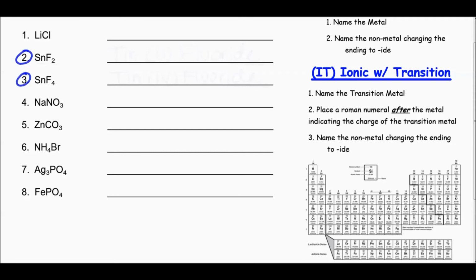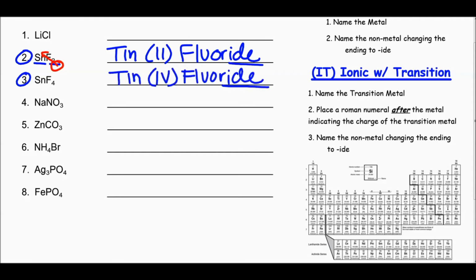Examples 2 and 3 both include transition metals. So following these rules, I'm going to name my metal first, my transition metal first. Sn is tin. And then as I work backwards, I know that my subscript of 2 is telling me what tin's charge is. So that's why I have a Roman numeral of 2 to tell my reader that we're using tin II fluoride. So fluorine's ending gets changed to IDE. On my second transition metal example, I work backwards and know that my subscript of 4 for my fluorine is going to tell me tin's charge, so I have tin IV fluoride for my third example.